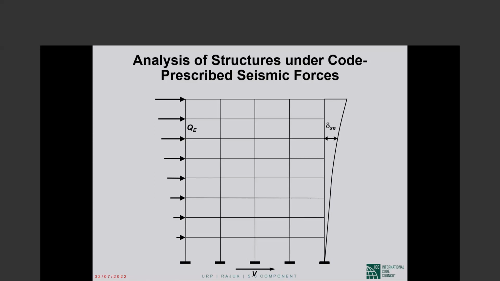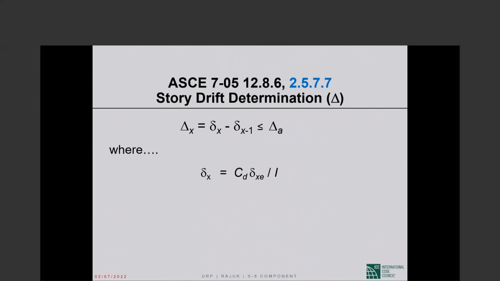Okay, so delta sub Xe and Q sub E. The delta sub Xe multiplied by C sub D gives us the estimated design earthquake displacement, as I mentioned. So delta sub X is C sub D times delta sub Xe, but it is a little bit more than that. In delta sub x, we divide C sub D delta sub xe by the importance factor I.